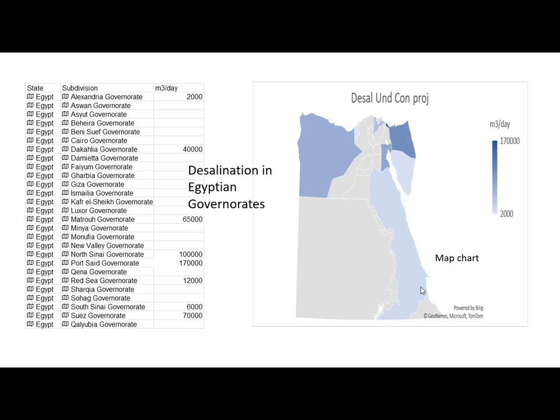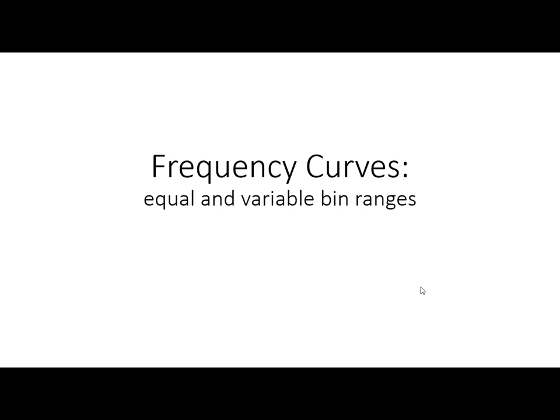Here there is a map chart in Excel, but I put this slide specifically to show you that you can do a map chart using Egyptian governorates, and this particular graph shows the desalination projects under construction in Egypt, and most of the projects, as you can see, are on coastal governorates like Marsa Matruh, Ismailia, Sinai, Red Sea, and so on.